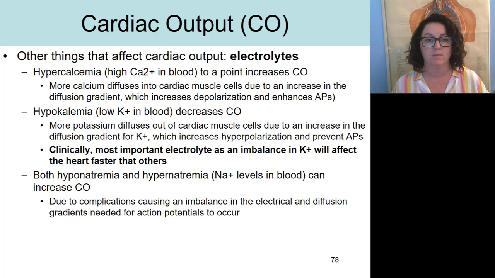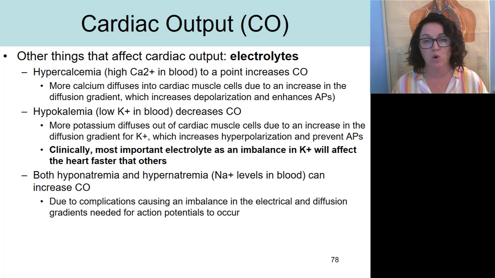Starting with calcium. Hypercalcemia is high blood calcium. If your blood calcium levels are above normal, hypercalcemic, then this can increase cardiac output. Because what's going to happen is when those voltage-gated calcium channels open, more calcium will enter into the cardiac muscle cell, and this is due to an increase in the diffusion gradient, and that's going to increase depolarization and enhance action potentials.